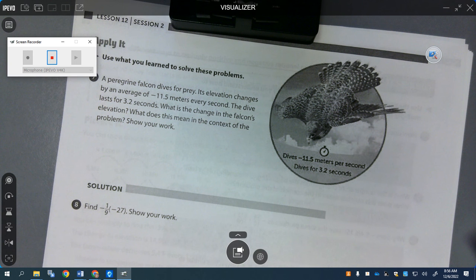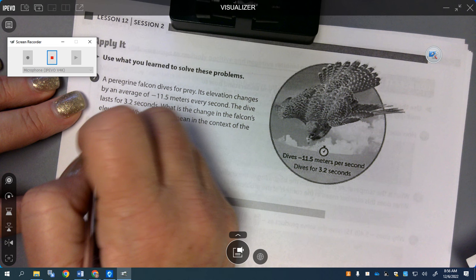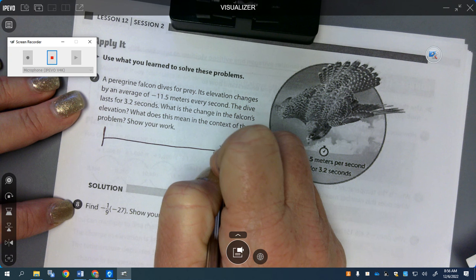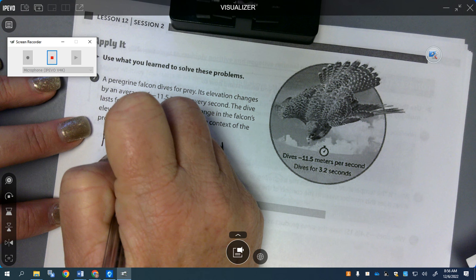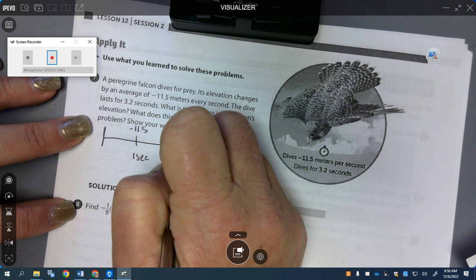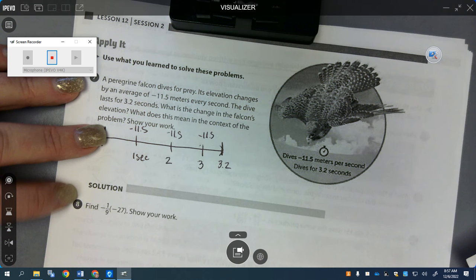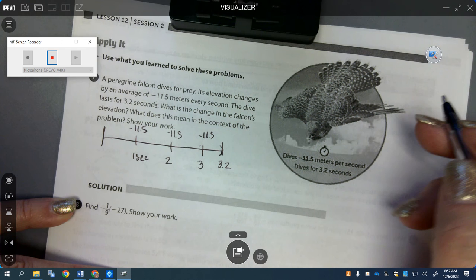Okay. All right. So if you think about it, set up a table, because it's every one, right? Here's my table right here. So every 1 second, it dives down 11.5. So 2 seconds would be 11.5, 3 seconds would be 11.5, right? You could do that, or multiply them. Yep. Okay, so we're going to go ahead over to the side.